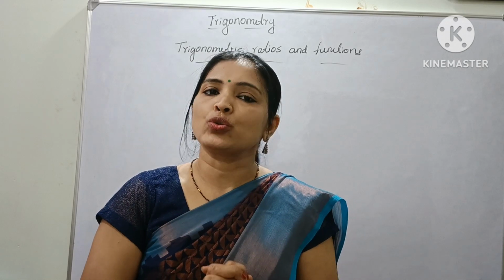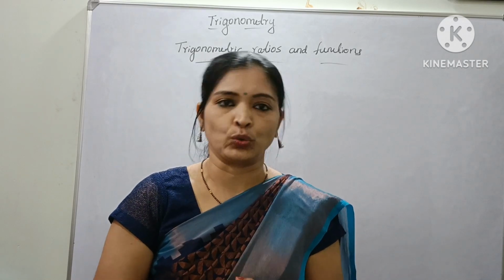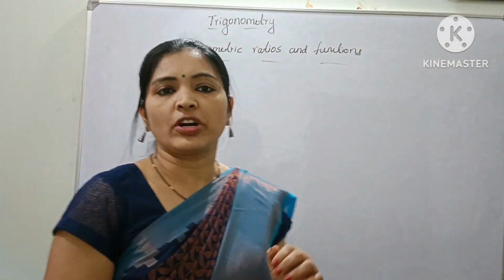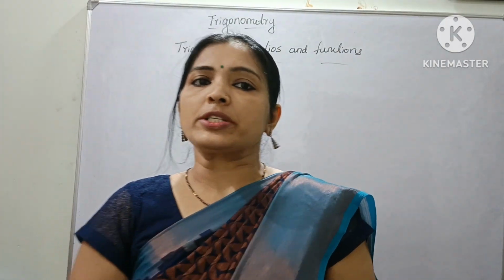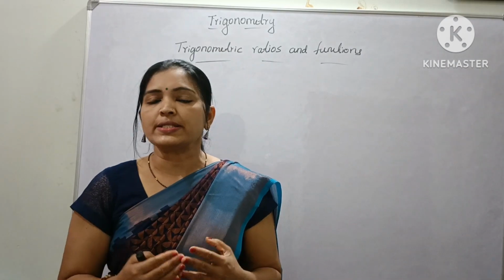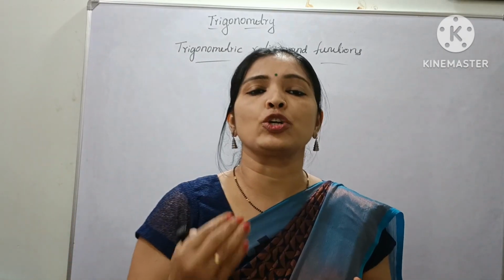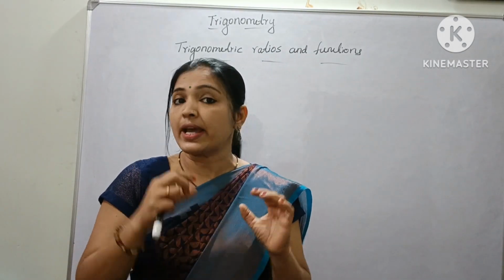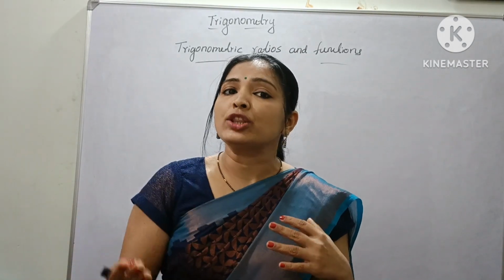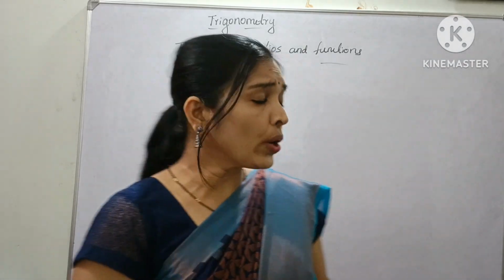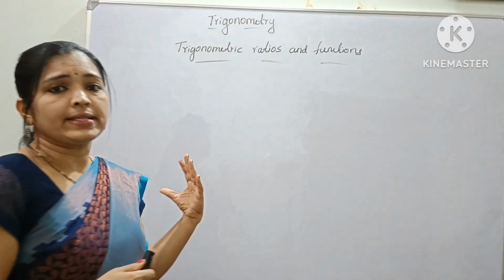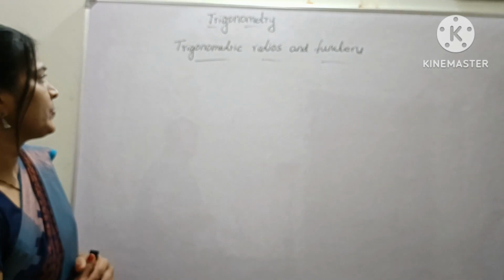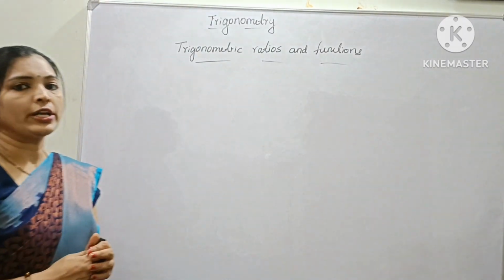So make sure that you have watched part 1 and part 2. Today's topic is trigonometric ratios and functions. In trigonometry, 6 trigonometric functions are defined, and there are 6 trigonometric ratios that relate the measures of a right angle triangle to the lengths of its sides. Let us consider one right angle triangle and find the trigonometric ratios.